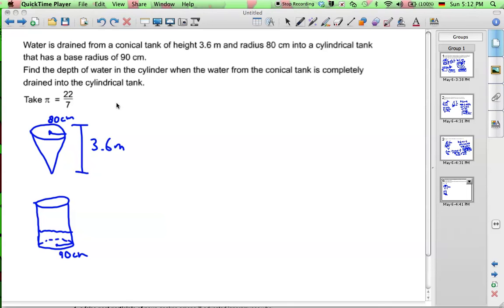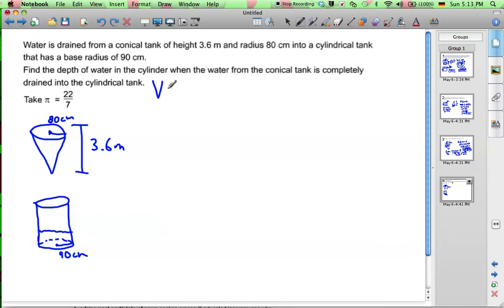And today we're finding the volume of cones and cylinders. So in this word problem, basically this cone tank is filled with water. The water is poured into this cylinder, and we have to find the height of the water level here. So in order to get the amount of water that's poured into here, we need to find the volume of the cone. So that's what we're going to do first.